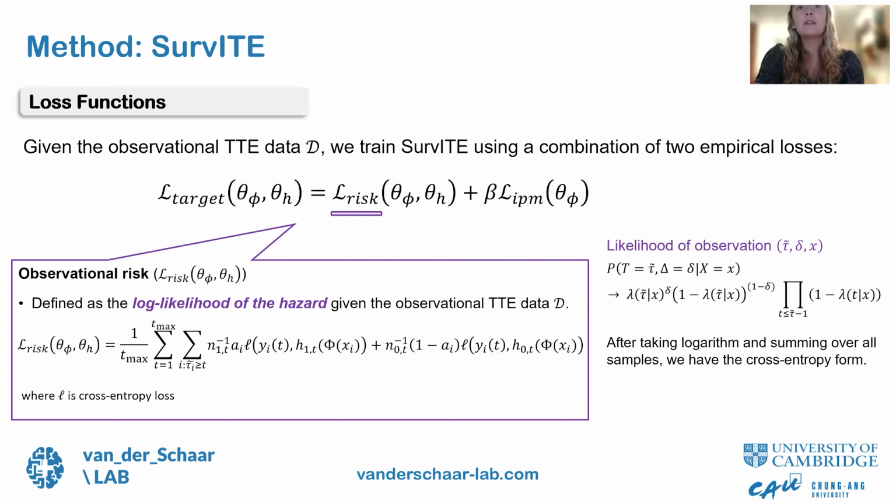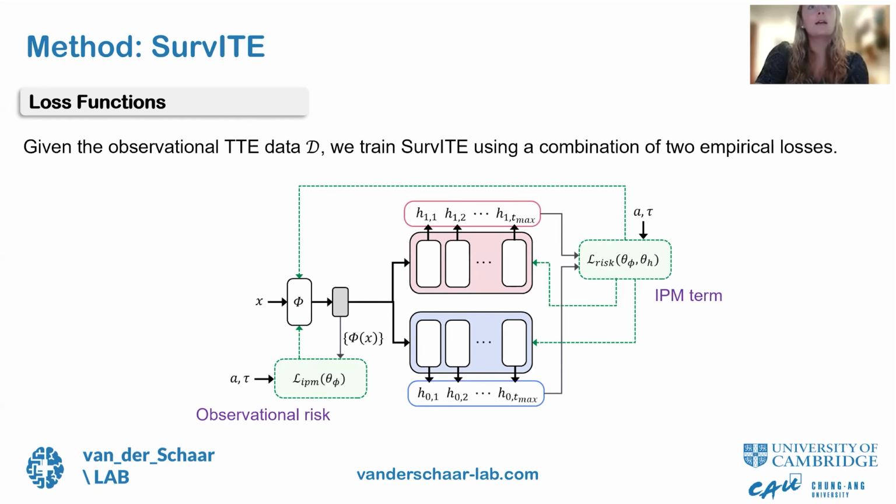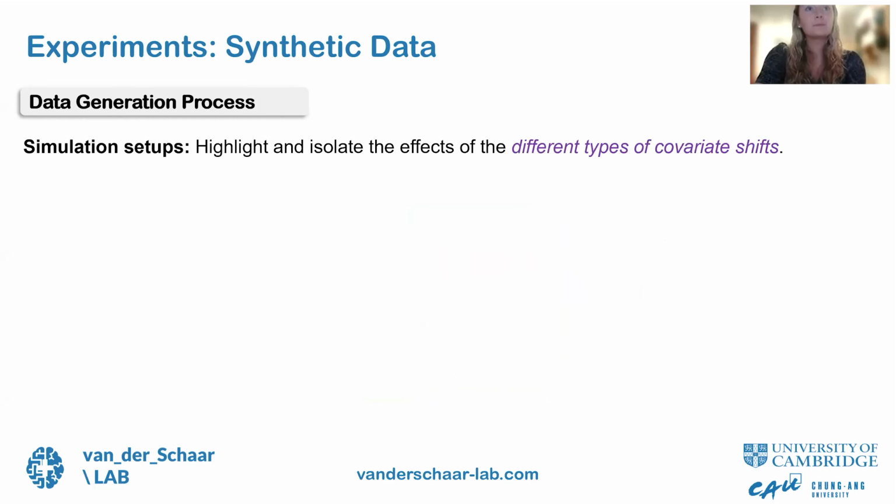So then as loss function, we basically use a combination of two empirical losses. On the one hand, we have the observational risk, which is the log likelihood of the hazard function. And on the other hand, we have this IPM term, which encourages that the distribution of the representations of all time treatment combinations are balanced towards that of the baseline distribution. And here we use the finite sample Wasserstein distance. And overall, this is how the architecture looks and how the losses are composed.